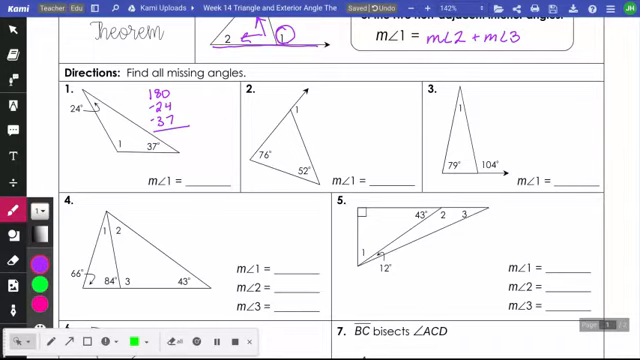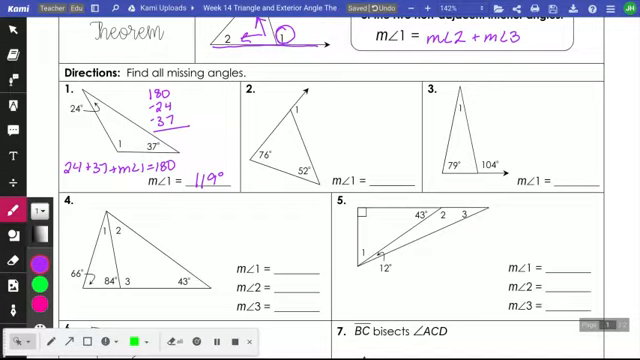So you're doing the opposite operation. If all of them add up to 180, I'm going to subtract things away to get there. And so when I do that, I will get 119 degrees. You can also set up an equation if it helps you to solve it. 24 plus 37 plus measure of angle 1 is equal to 180, and solve for that measure of angle 1. And in doing so, you'll subtract 24 and subtract 37.